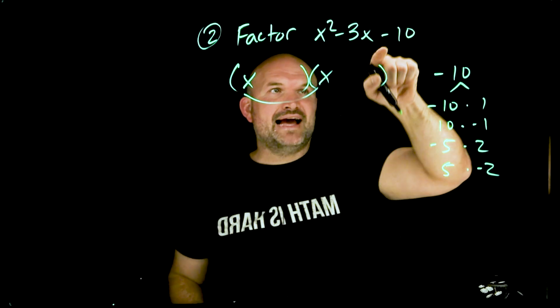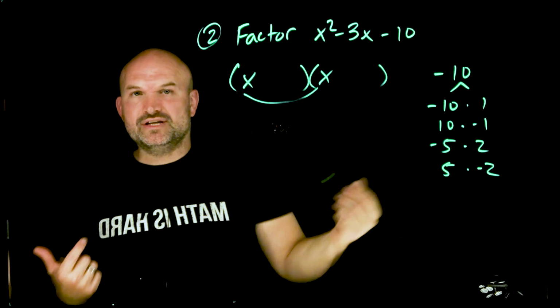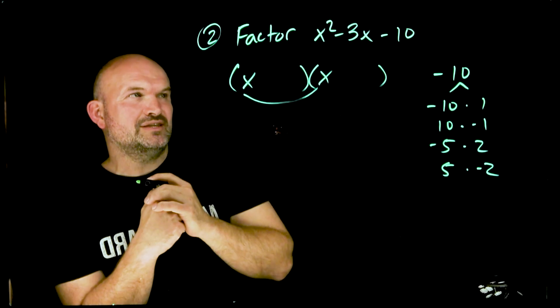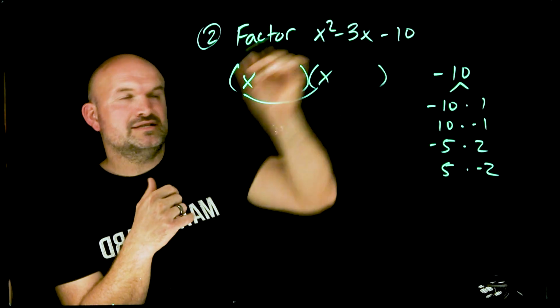Now, whenever the last term is going to be negative, what you're looking for, I said they're going to add to give you -3, but in reality, another way I like to look at this is, what is the difference of the factors to give you a -3?